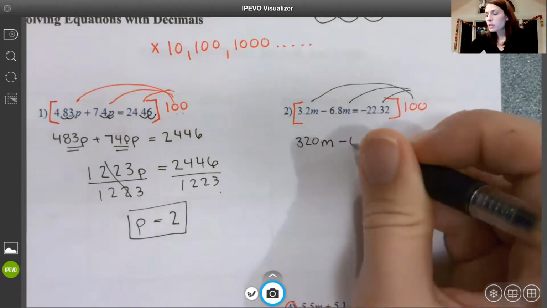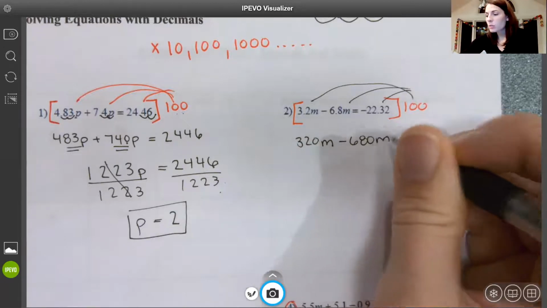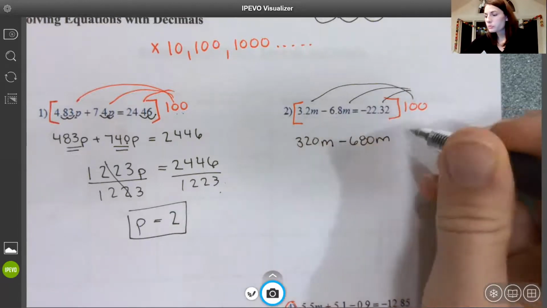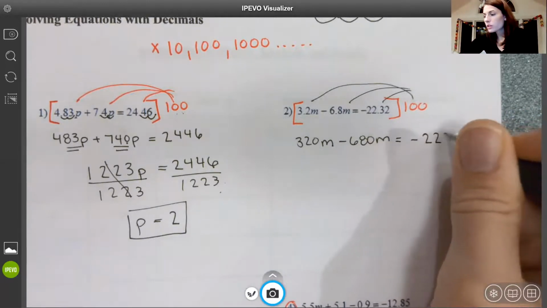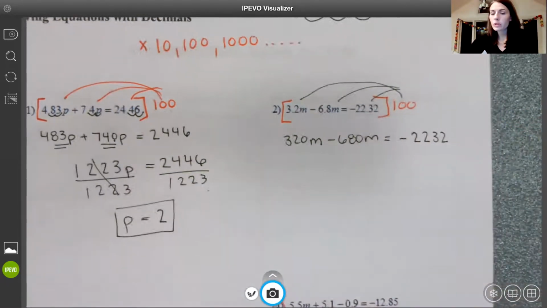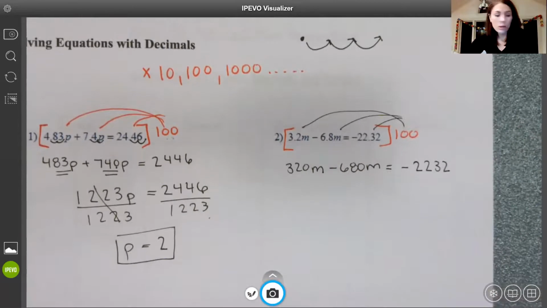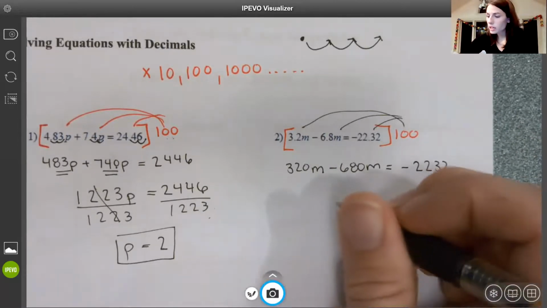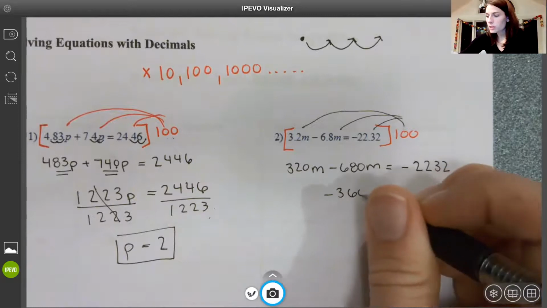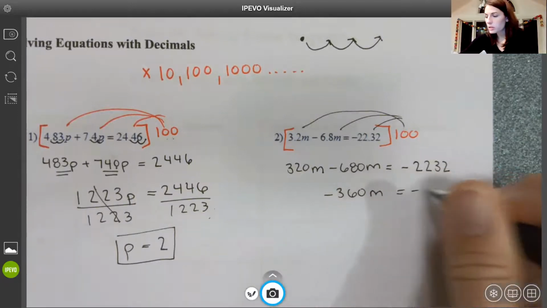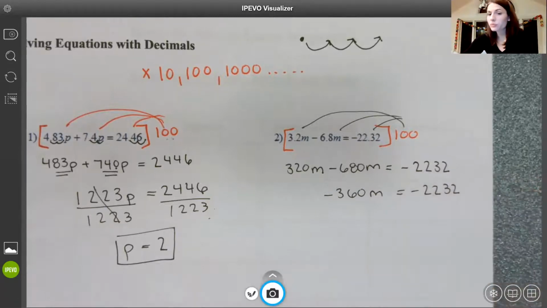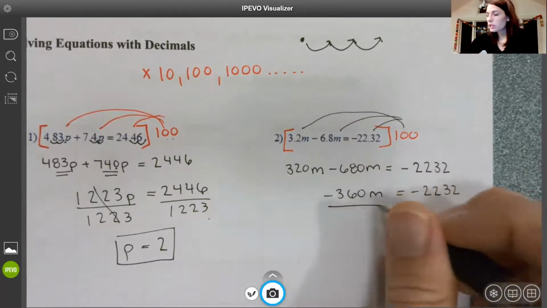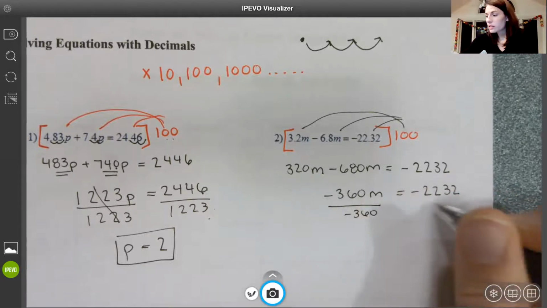And that's going to make this 320m minus 680m, I'm just moving my decimal over 2, equals negative 2,232. Okay. Now, combining like terms, that gives me negative 360m equals negative 2,232. Then I'm going to divide by negative 360.